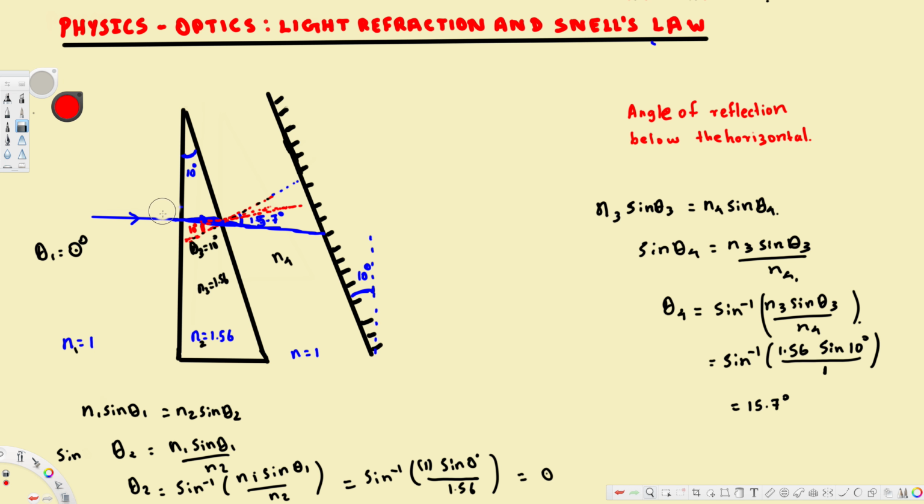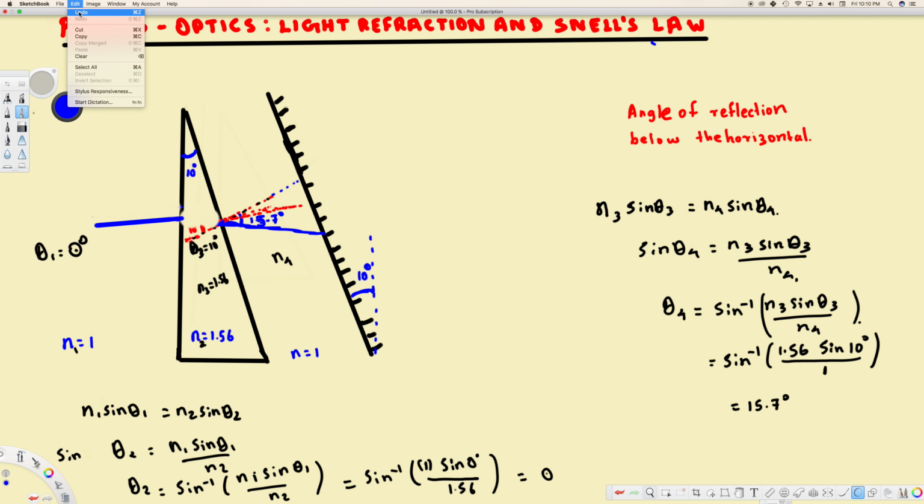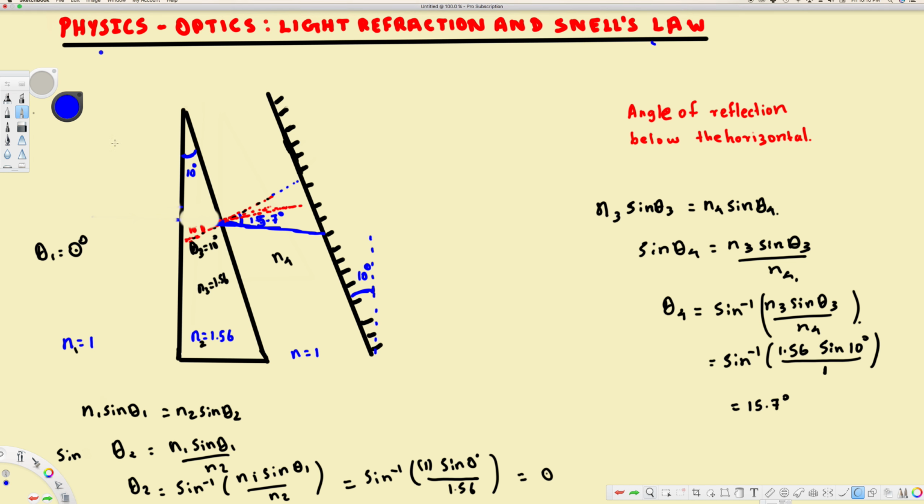Now to illustrate this one better, I should draw a straight line. Okay, let's go ahead and draw a straight horizontal line. I should draw this one again. Okay, straight horizontal. Then it's hitting this one straightly, and then it is refracting like this. Okay, and the refracted light is making 15.7 degree with the normal.